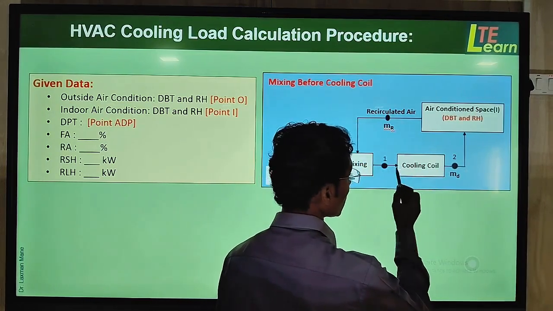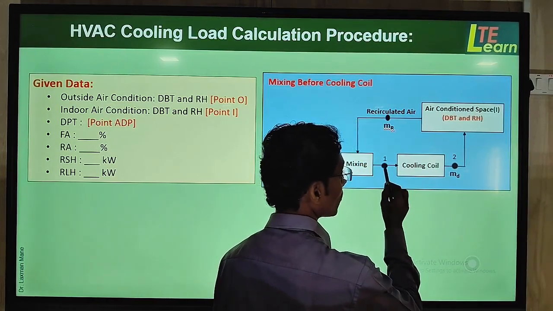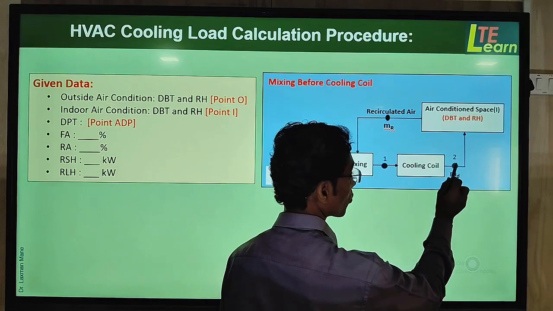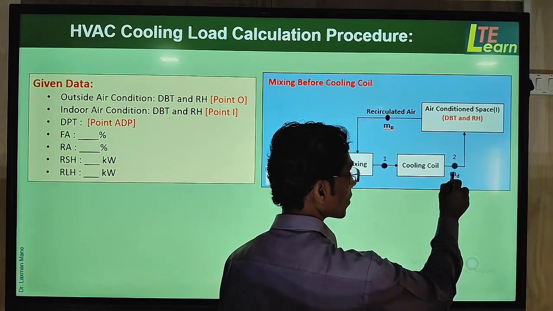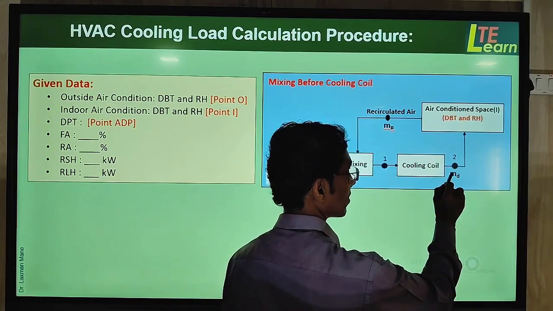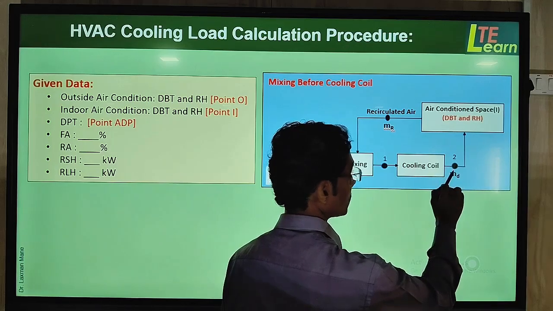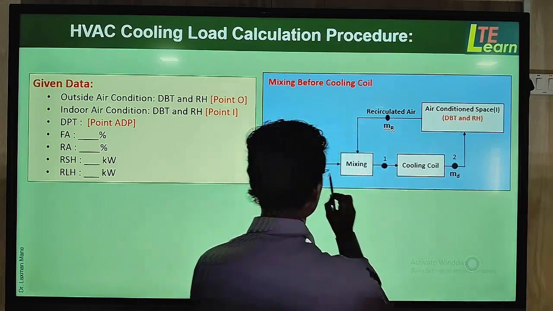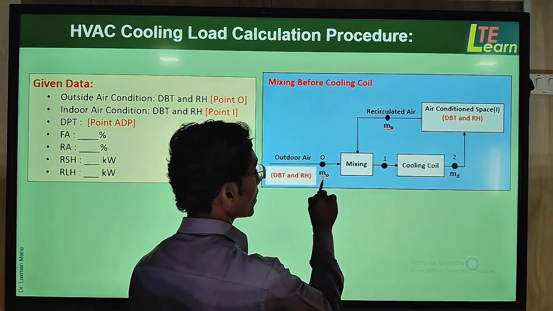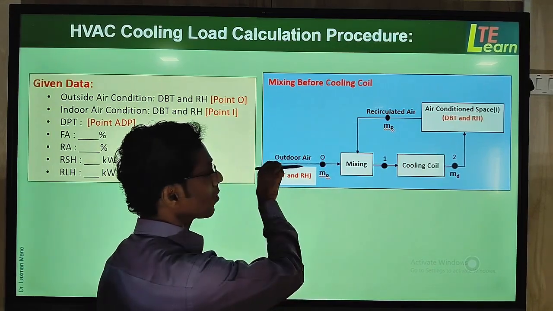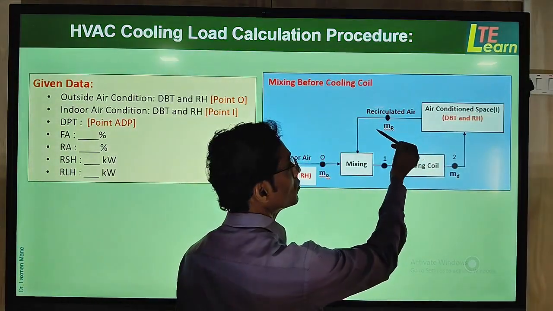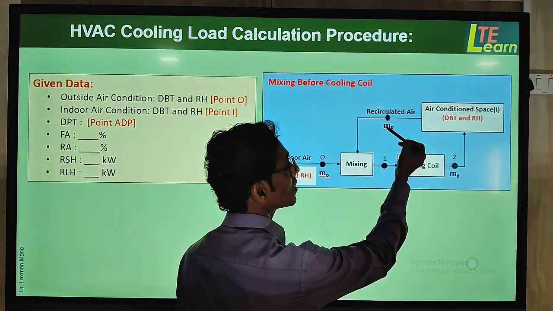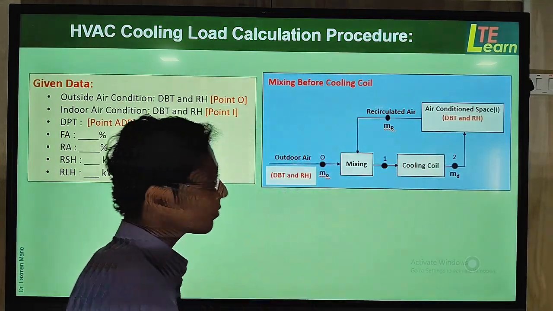These are the conditions of air before cooling coil 1, and this is after cooling coil 2. This is processed air, we call it dehumidified air. That is why the notation we use here is m dot d, dehumidified air. Fresh air we use the notation m dot o because it comes from the outside. Recirculated air or return air we use the notation m dot r.